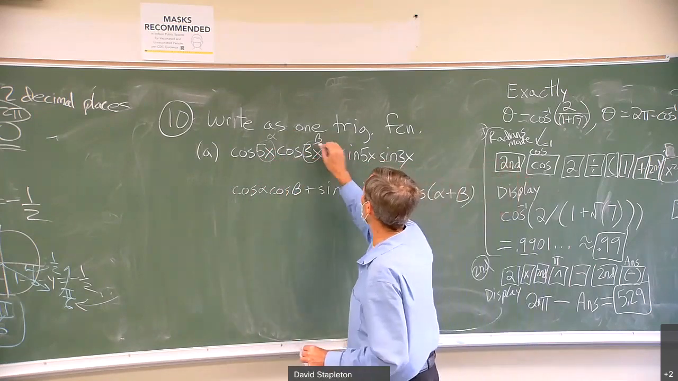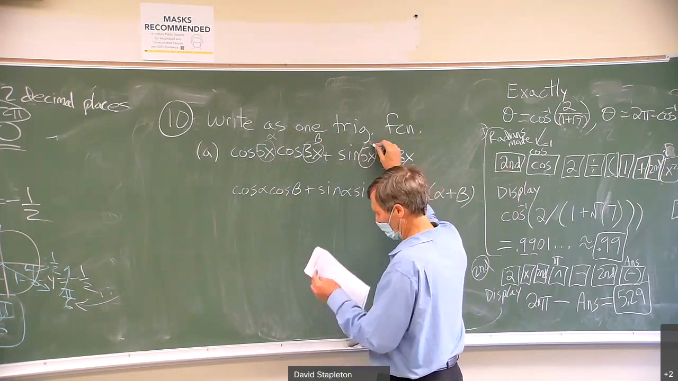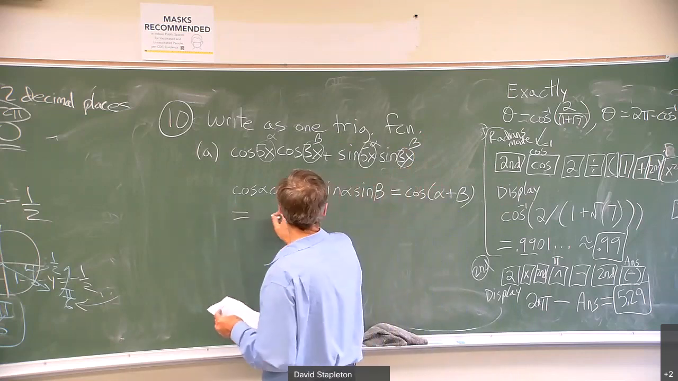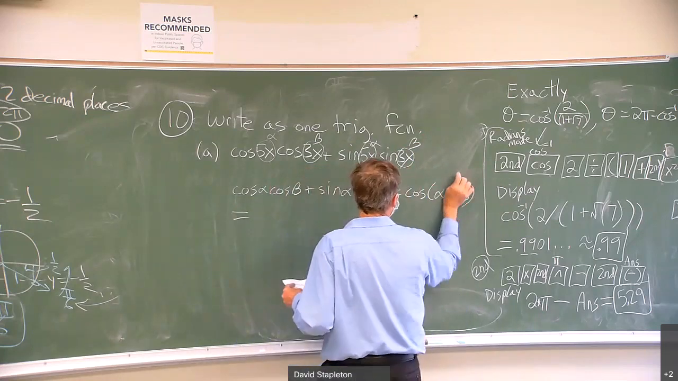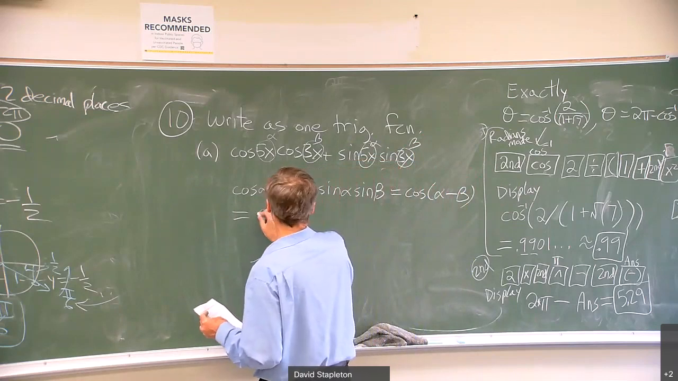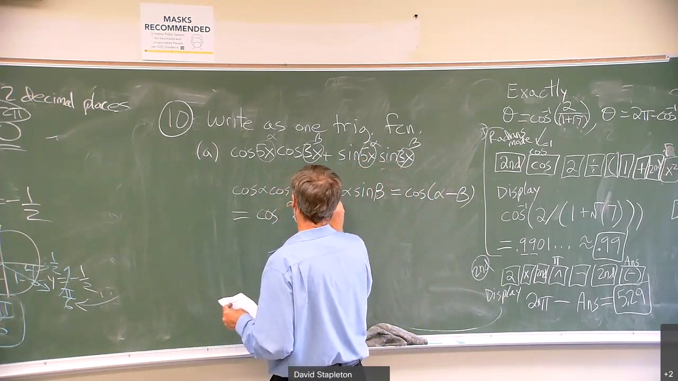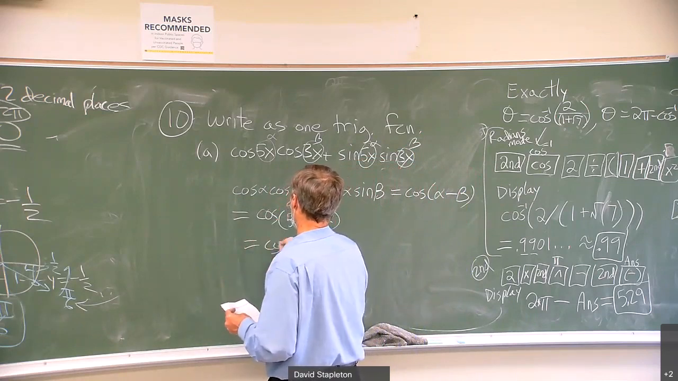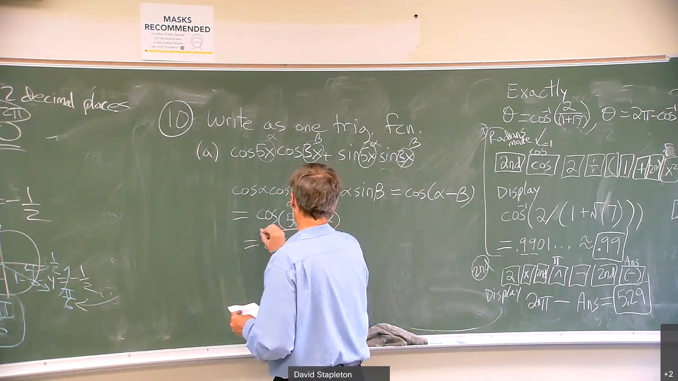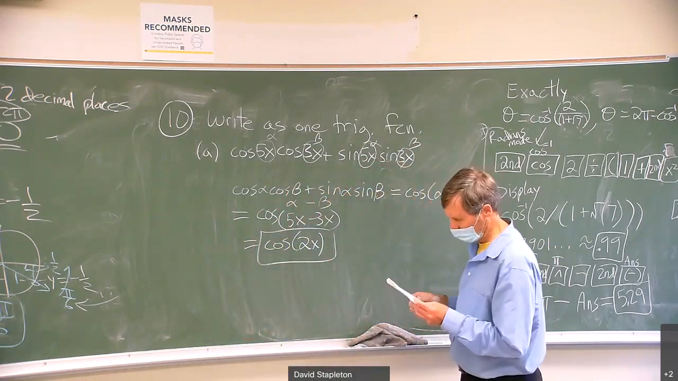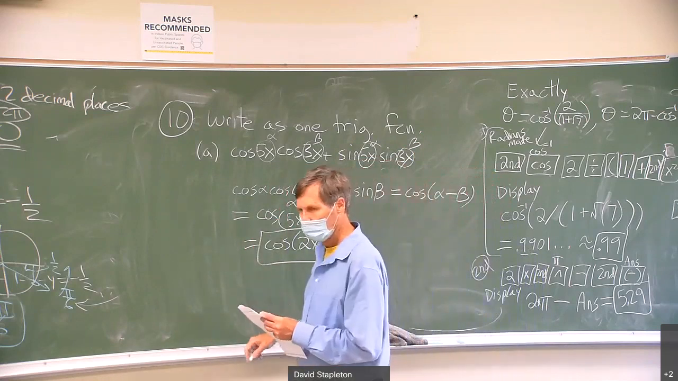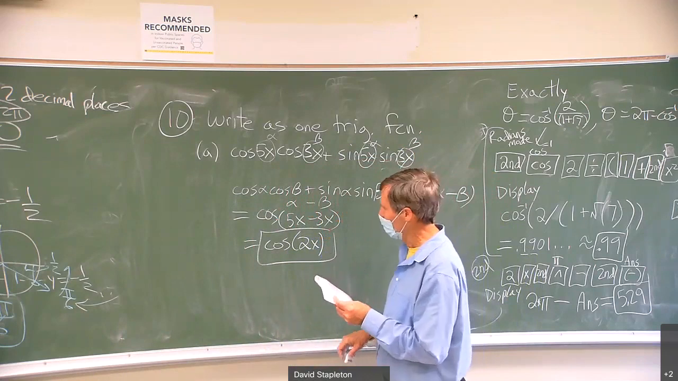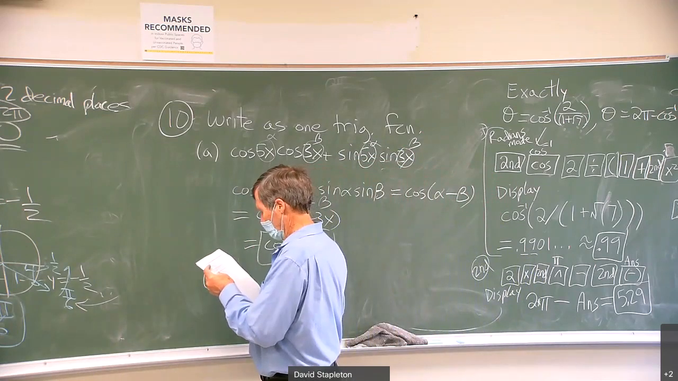So if I call this alpha and this beta, then this is also alpha and beta. This is the difference identity, cosine of alpha minus beta is 5x minus 3x. It's just a single function, cosine of 2x. How about that? Easy as that. That's what I want to do on these. What do you do with the 9? The 9 was a mistake. That's a typo, I'm sorry.